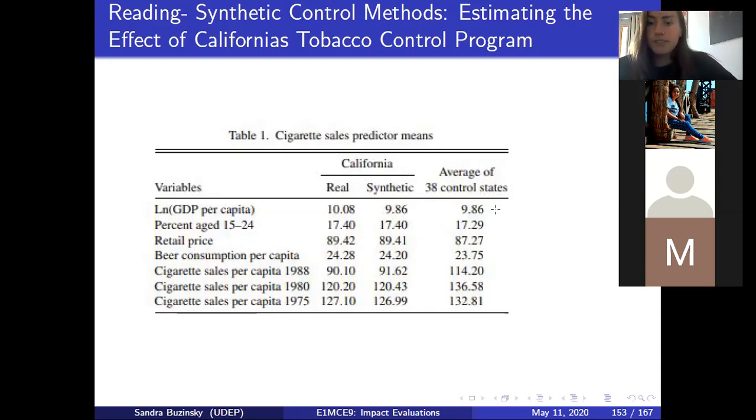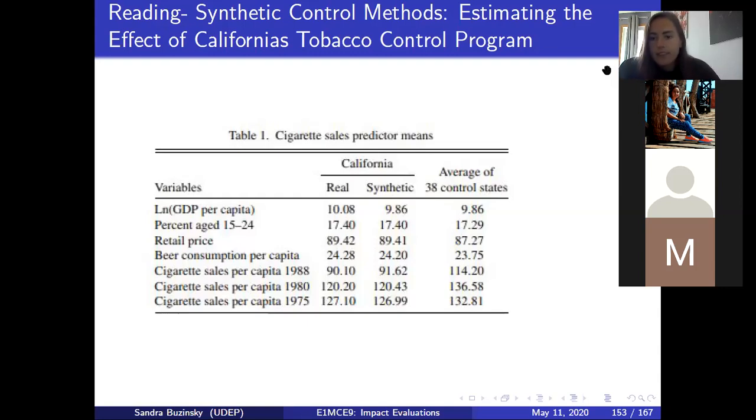Do you understand the difference between synthetic California and the average of the 38 control states? If so, what is it? What is the difference in the basically composition of the synthetic control group versus just taking the average of all of the control groups? Well, we got a chat.